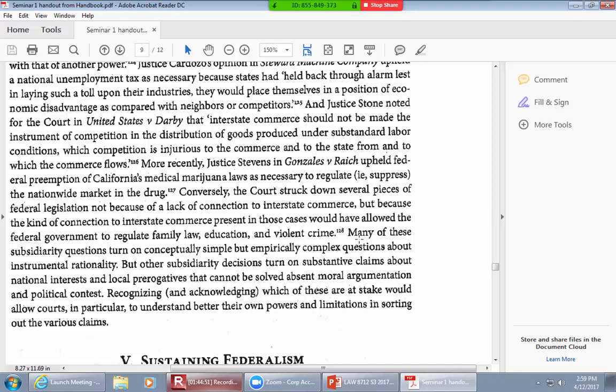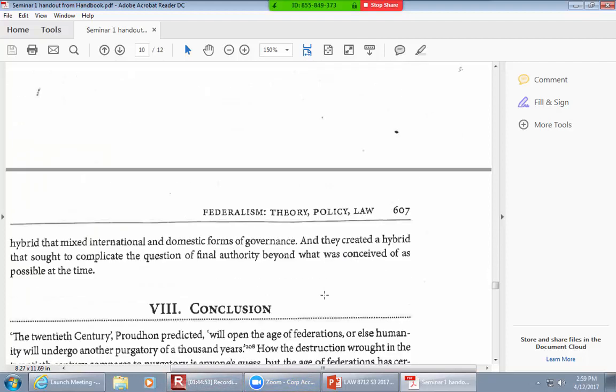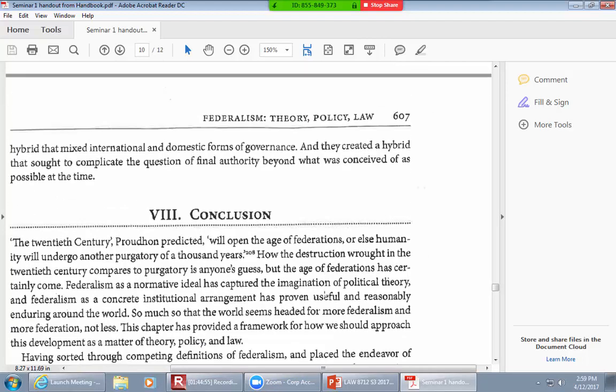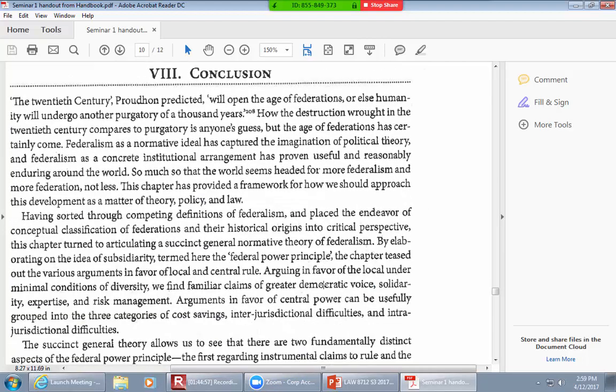Maybe I just go to page 607 quickly. We'll leave it there then. 607 says the conclusion, okay, and brings in this idea of Proudhon, Pierre-Joseph Proudhon, who was a French anarchist.